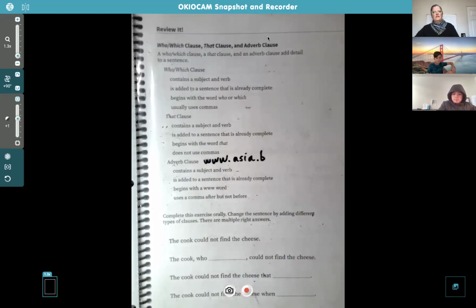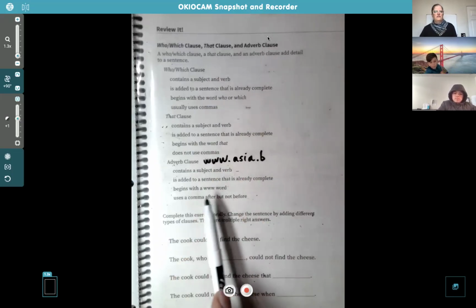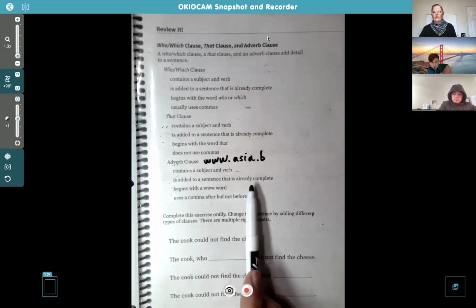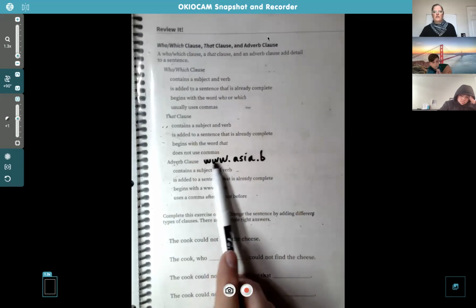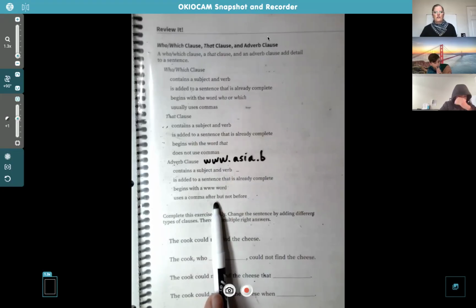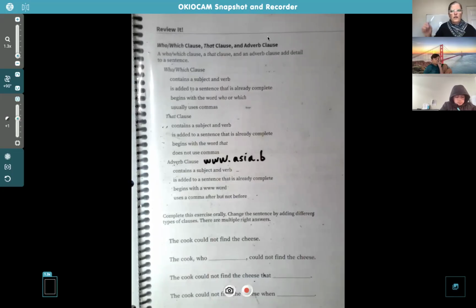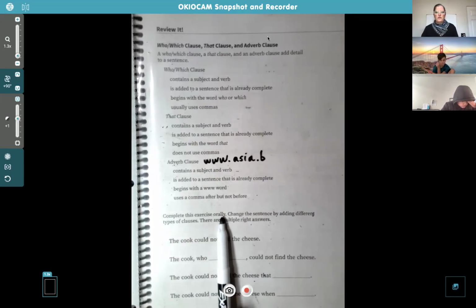But it says it also contains a subject and verb, just like all the other clauses. It is added to a sentence that is already complete, just like all the other clauses. And it begins with a www word, which is one of these words, okay? And it does use a comma after, but not before. So after the adverb clause, you use a comma, but not before it, okay? So it says down here, complete the exercise orally. That just means we're going to say it. You don't have to write anything here.